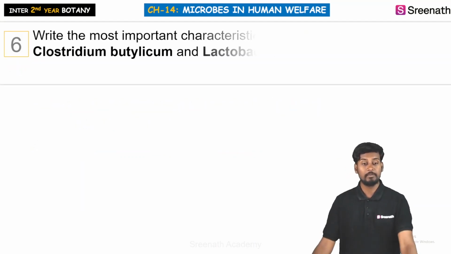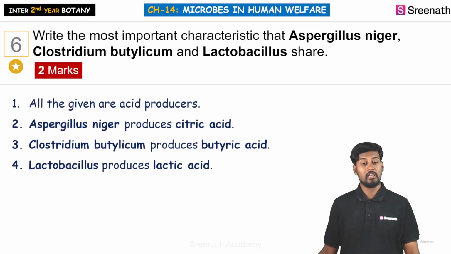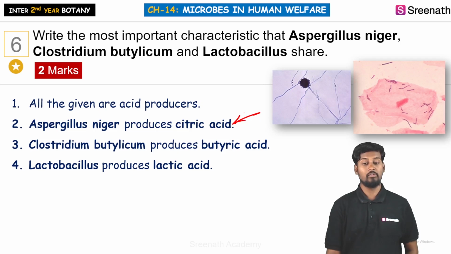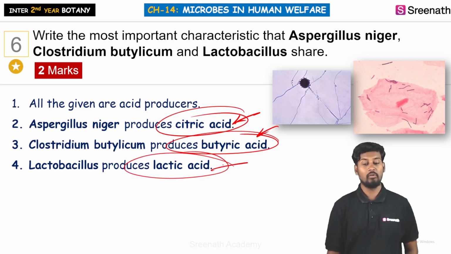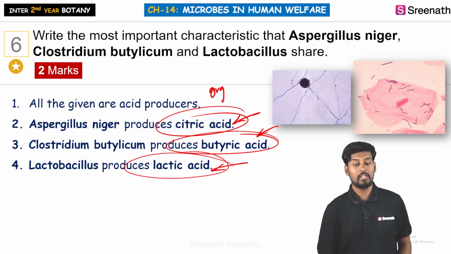The sixth question: write the most important characters that Aspergillus niger, Clostridium botulinum and Lactobacillus share. Generally, the first is a fungus, the second is a bacterium and the third is also a bacterium. All of them are involved in the production of organic acids. For example, Aspergillus niger is involved in citric acid production, whereas Clostridium botulinum is involved in butyric acid production, and Lactobacillus is involved in lactic acid production. So they are involved in the creation of organic acids.